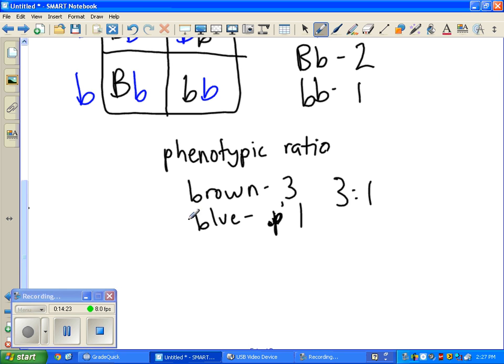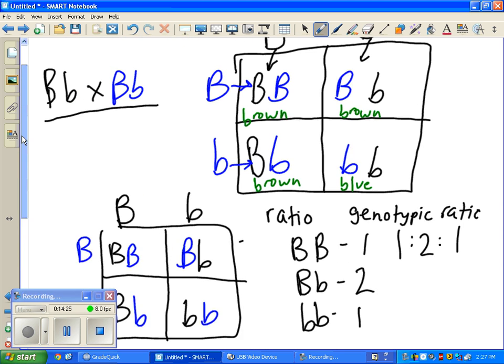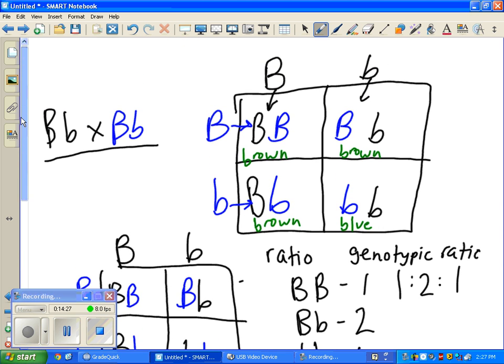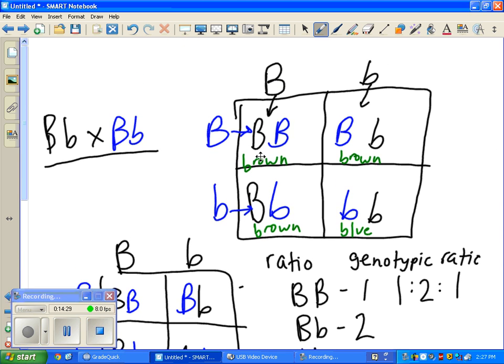Right? Now we can also report percentages. Okay. So what is the percent in this Punnett square of babies that could possibly have brown eyes? So you count them up, 1, 2, 3. So that's 3 out of 4 total equals 75%.